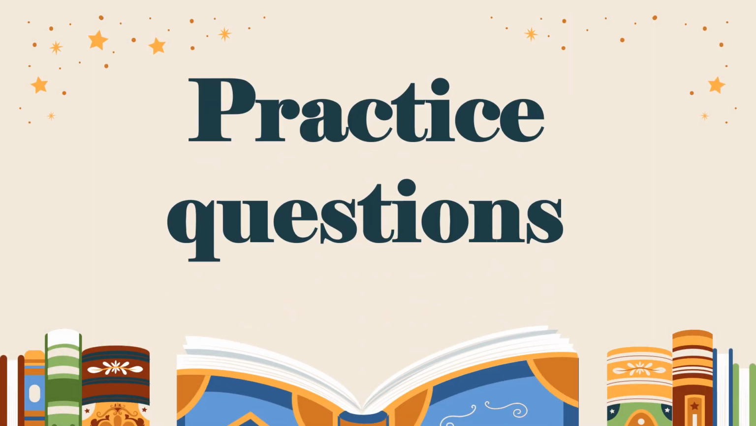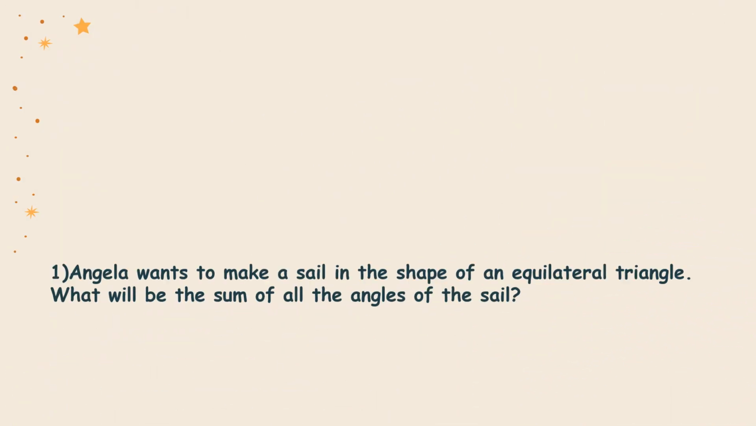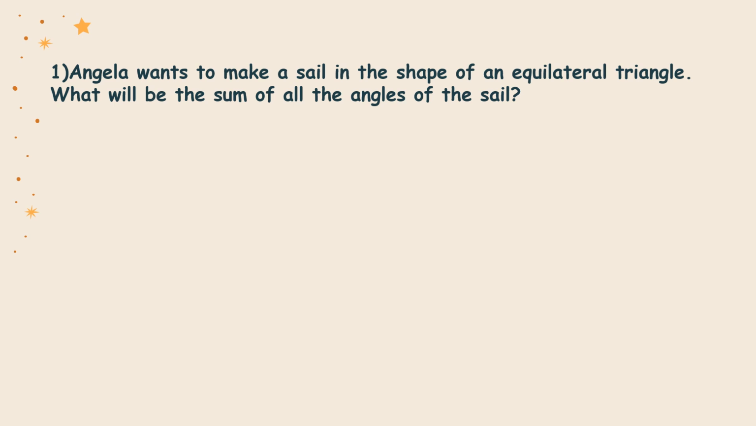Yes, let's do some practice questions now. Our first question: Angela wants to make a sail in the shape of an equilateral triangle. We all know what an equilateral triangle is, right? A triangle in which the measures of the sides are equal is called an equilateral triangle. Now, what will be the sum of the angles of the sail?